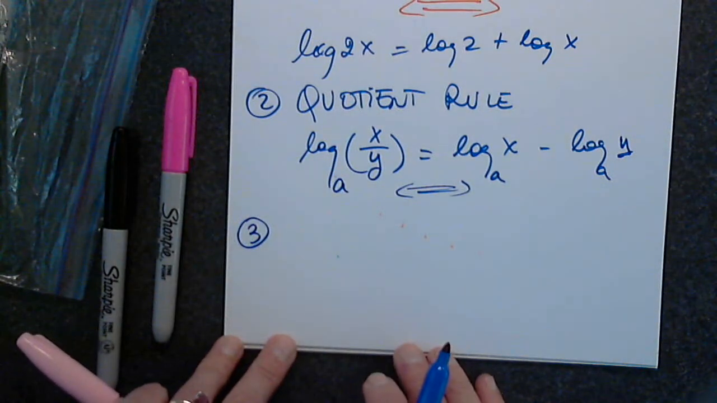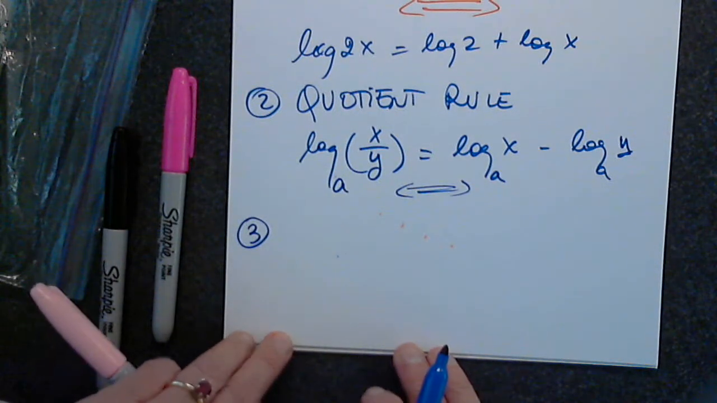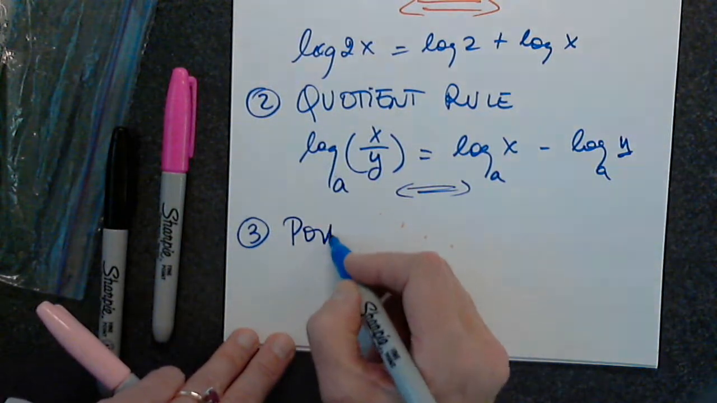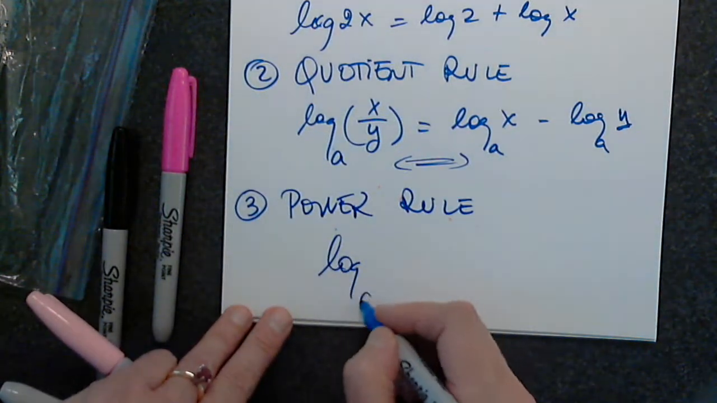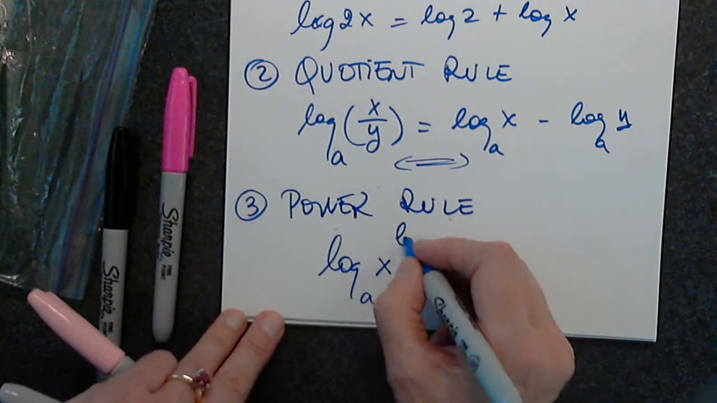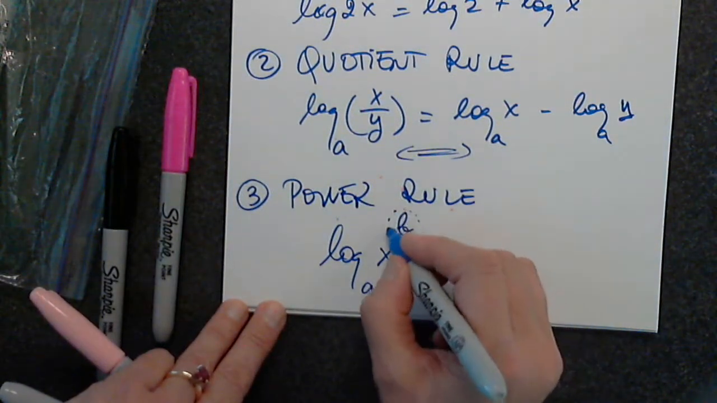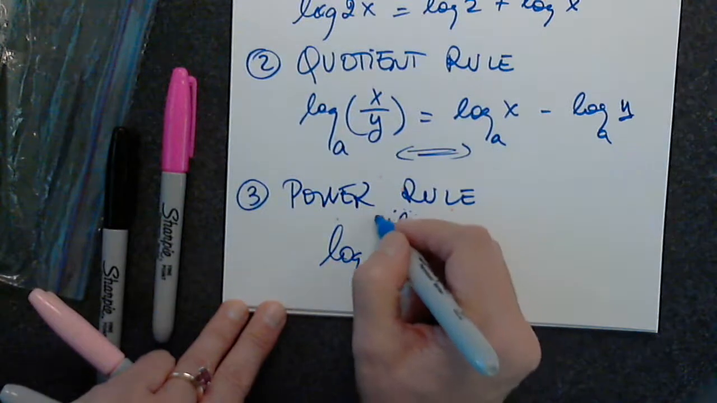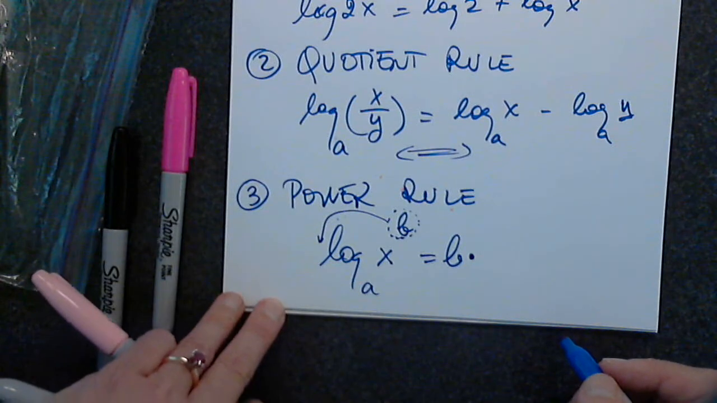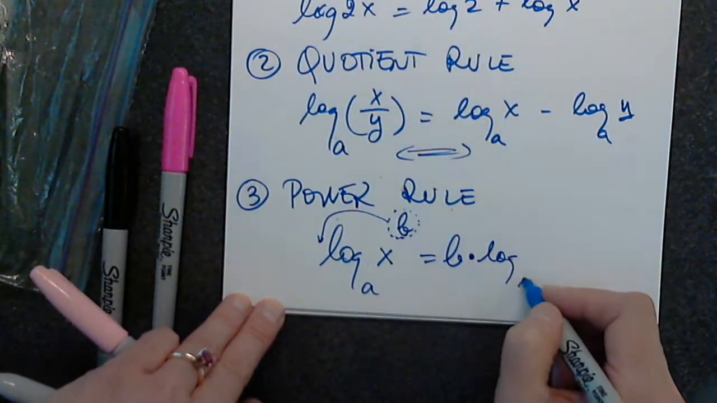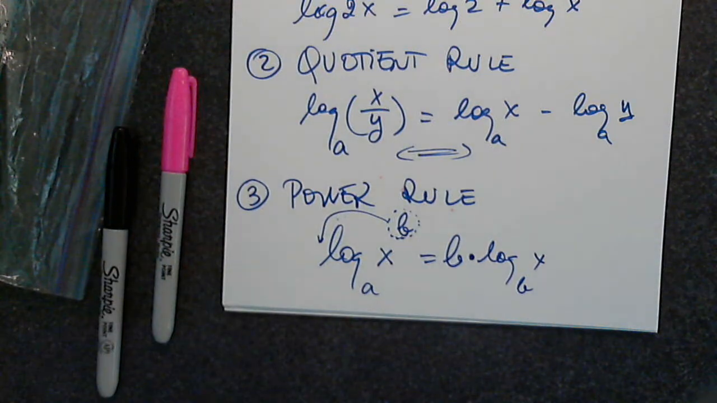The third rule, and the last one other than the change of base formula, is the power rule. So log in any base applied to x raised to a power, this number or expression, whatever it is, goes in front as a factor, meaning it multiplies. It's not addition, subtraction, or anything else, but multiplies log base b of x. So any power on an expression inside of a log goes in front as a factor, multiplies the log.